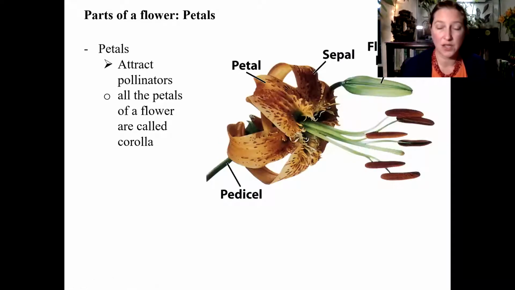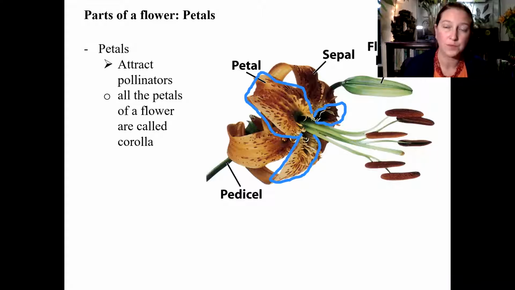The petals, which like I said, you guys are probably the most familiar with, their job is to attract pollinators. On this lily, the petals and the sepals look similar, but here is a petal, here is another petal, and then there's a third petal over here that you can't really see. When you talk about all the petals together of one flower, you can call it a corolla, not like a Corolla, which I have, but like a corolla, which means a crown. So those are the petals.